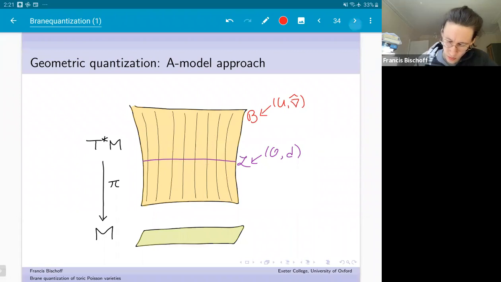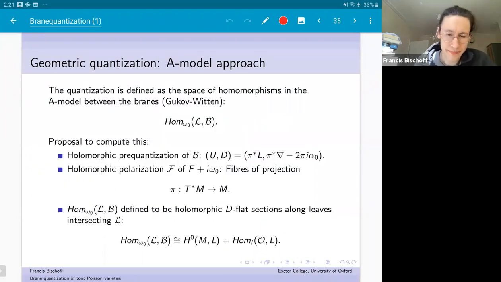Okay, so what about quantization? As it turns out, this way of encoding a Kähler structure fits in perfectly with a proposal for quantization developed by Gualtieri and Witten. And so what this suggests as a definition for the quantization is to take it to be the space of homomorphisms between this Lagrangian brane L and the space-filling brane B. So that's what we're going to take to be the quantization.